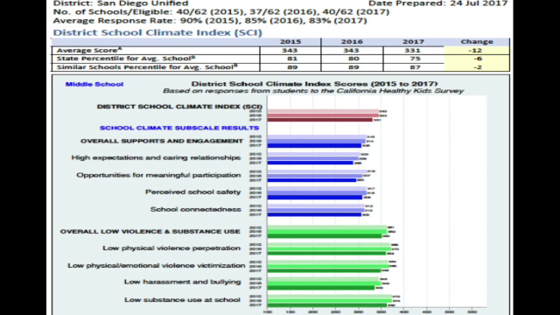Hearing the student voice is important because if we can improve the climate and experience of our students at our sites, then that might encourage more students to want to come to San Diego Unified Schools. And then here we have a district school climate index. This index is kind of like your overall score, and it's broken down by these subscales. And you can see the subscales here.